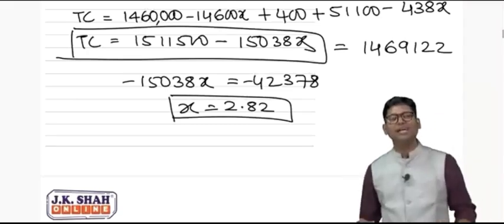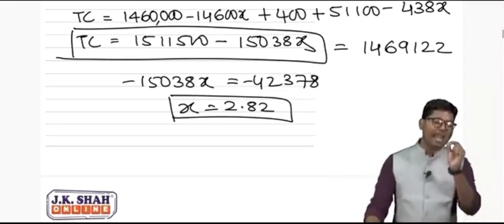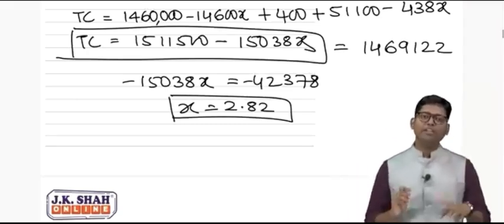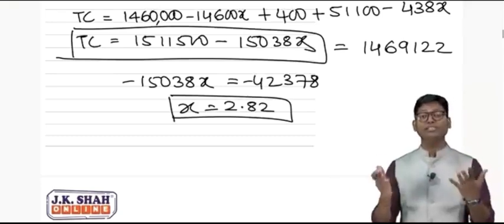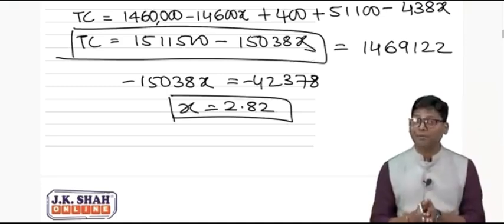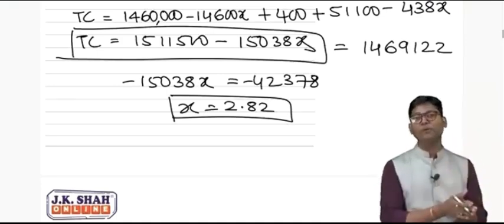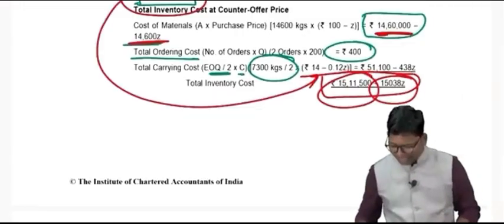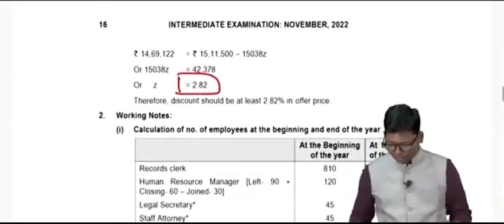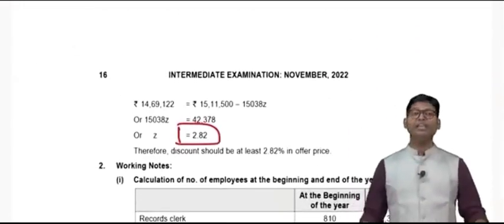So this much discount is to be asked for, at least. If the supplier is offering you 3% discount, you should accept the proposal. If the supplier offers you 5% discount, you should accept the proposal. But if the supplier offers you less than 2.82% discount, then the offer is not to be accepted. And this is the entire discussion of your question number 1, which was very, very important.